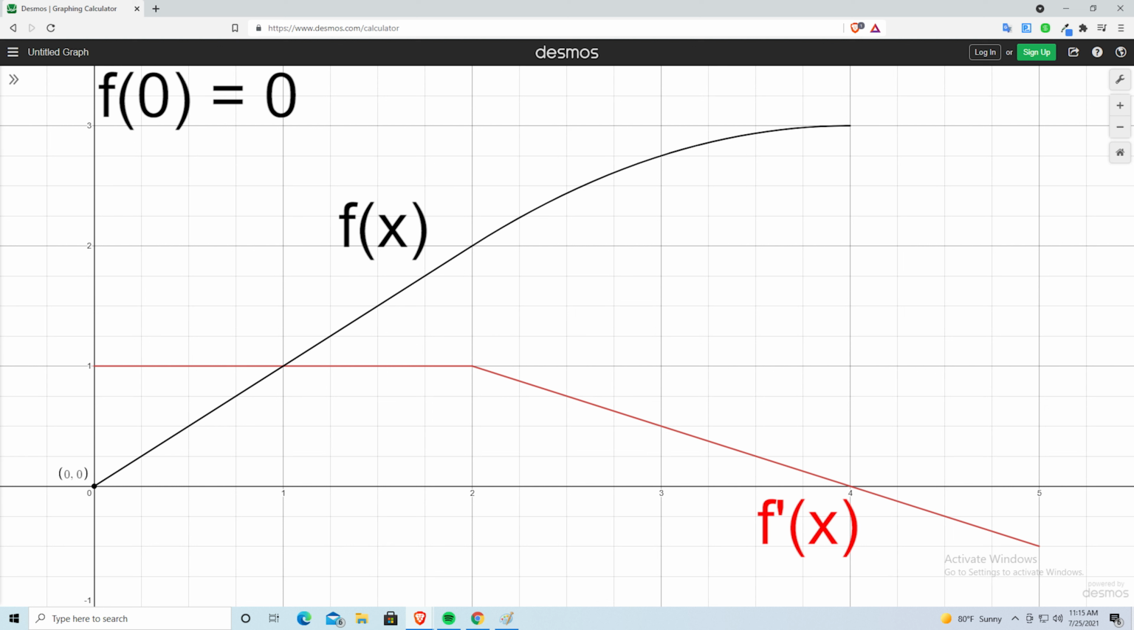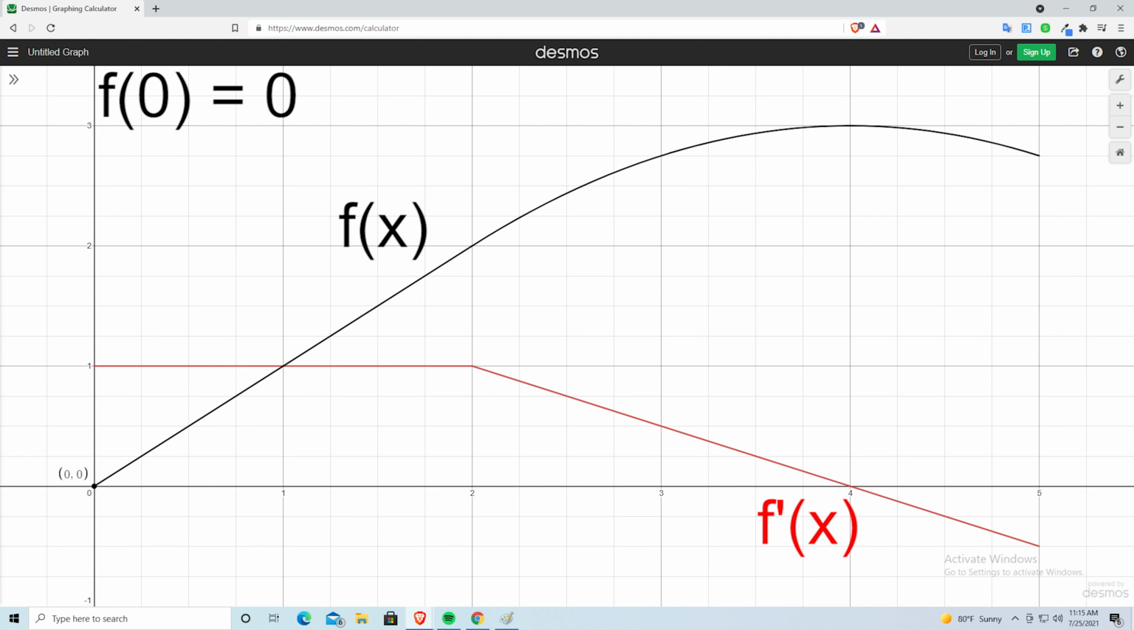Because once again, the derivative is getting closer to 0, and when the derivative is 0, the function is going to have a horizontal tangent line. And then after 4, the derivative function goes negative. And so if the derivative is negative, the original function is going to be decreasing on the interval. And so let's draw a function that is decreasing after 4. And so this function here in black represents the antiderivative of the function in red with an initial condition that f of 0 is equal to 0.